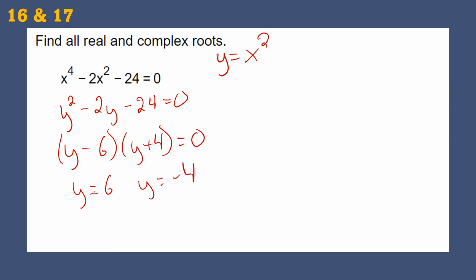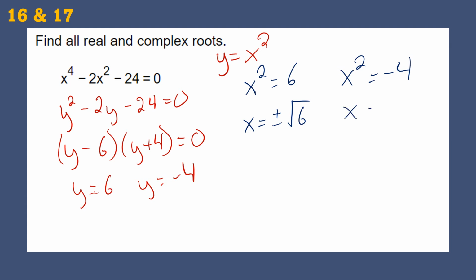Although, remember, y represented x squared. So now I'm going to rewrite my equations as x squared equals 6 and x squared equals negative 4. Now, if I use my square root property to get this, I'm going to say x equals plus or minus the square root of 6, or x equals plus or minus the square root of negative 4. Now I can simplify that to be x equals plus or minus 2i.